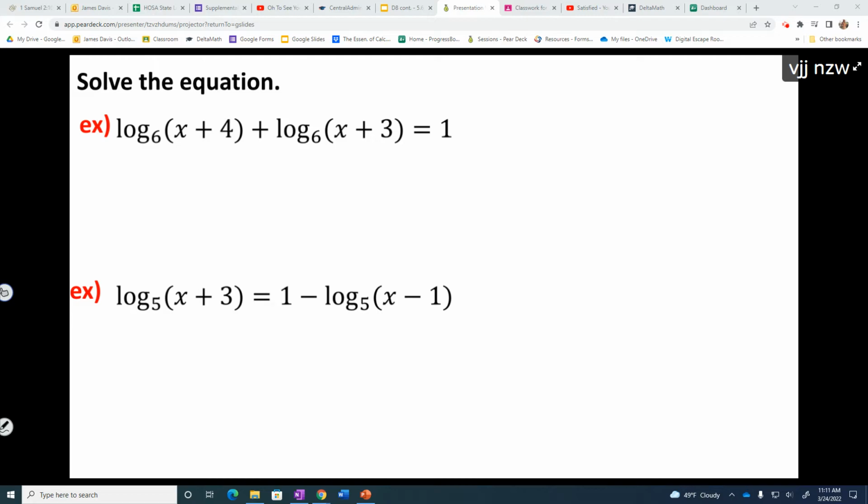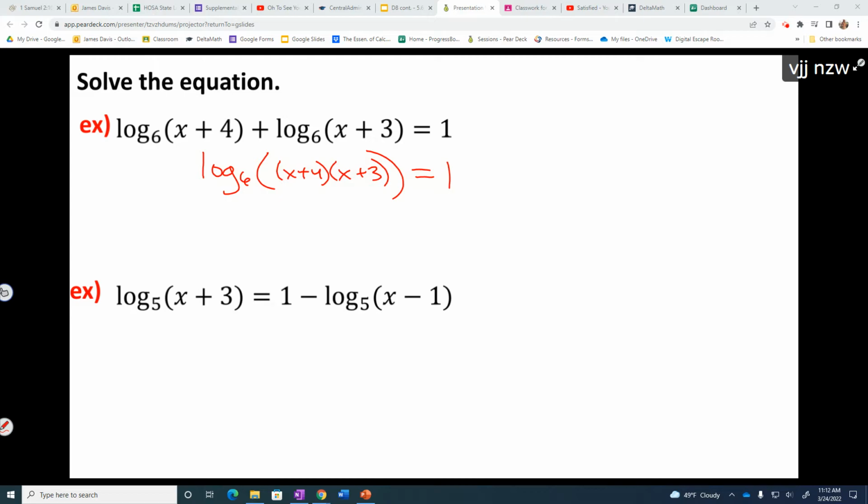So what's the first thing? What strategy are we going to take for this one? Yes, combine them and then change it to exponential, right? So let's combine them first. It's addition, so we have to multiply when we bring them together. Log base 6 of (x plus 4) times (x plus 3) equals 1.